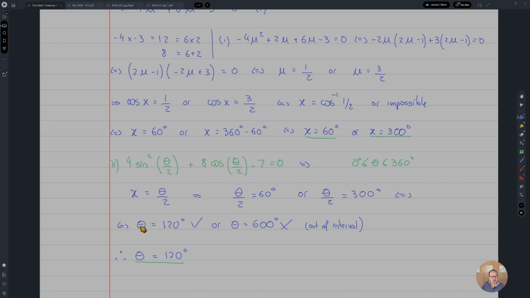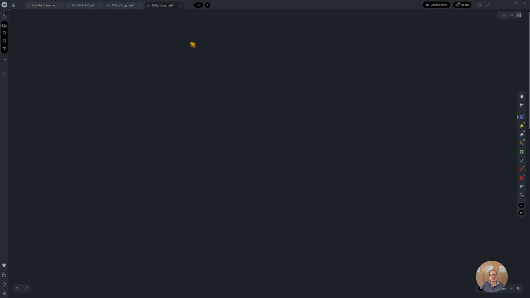Now solve it. So you have theta equals 120 degrees or theta equals 600, but the interval stays the same. So this one is out of the interval. The only correct answer is that one over there. Okay, simple enough. Let's look at the last one.